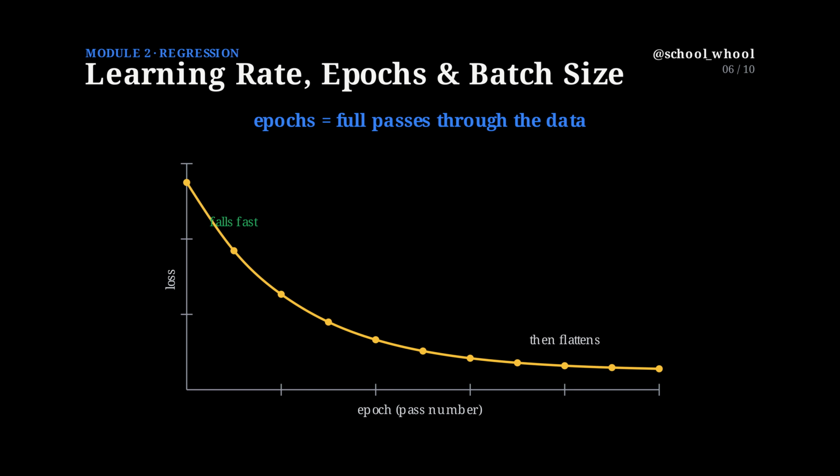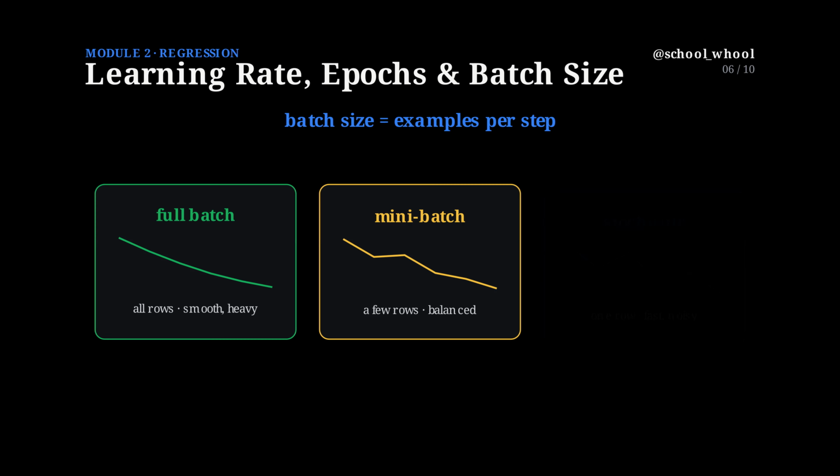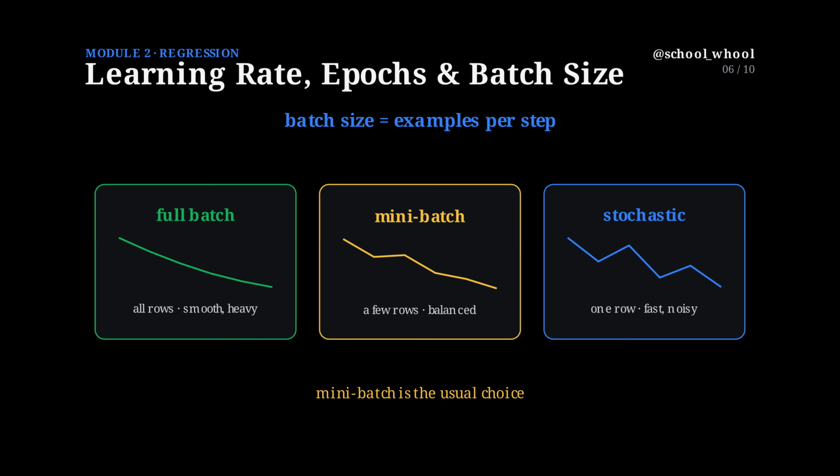Finally, batch size, how many examples the model looks at before each step. All of them at once gives one smooth but heavy step. One at a time gives fast, noisy steps. A small mini-batch blends the two. Mini-batches are the usual choice.